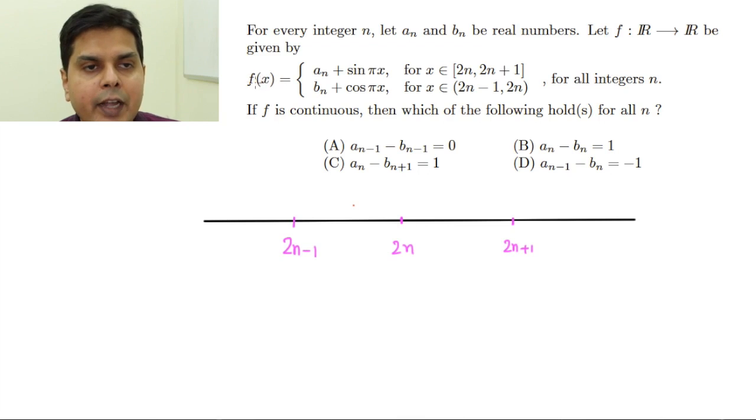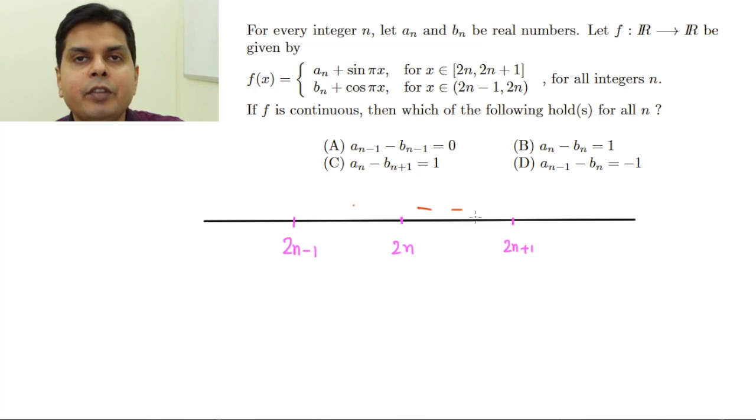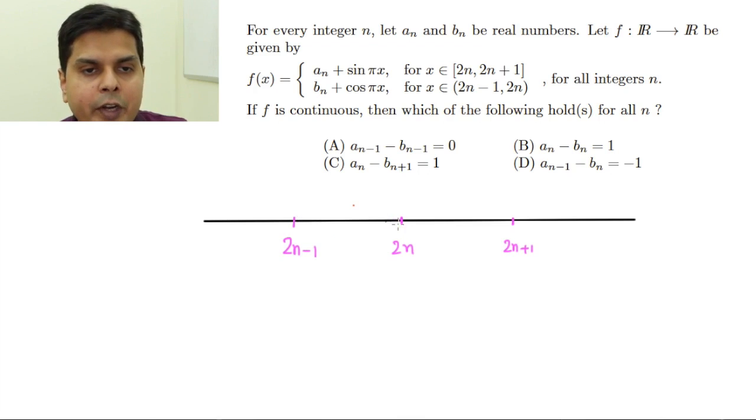Now if this function is continuous at all values of x, then it has to be continuous here also, that is at 2n also, and here also, that is at all the end points. Of course, within these two end points, that is within 2n and 2n plus 1, this is very simple, an plus sine pi x. Sine pi x is continuous, similarly cos pi x is continuous. So between these two end points there is nothing to verify, we won't get any information. Similarly between these two end points.